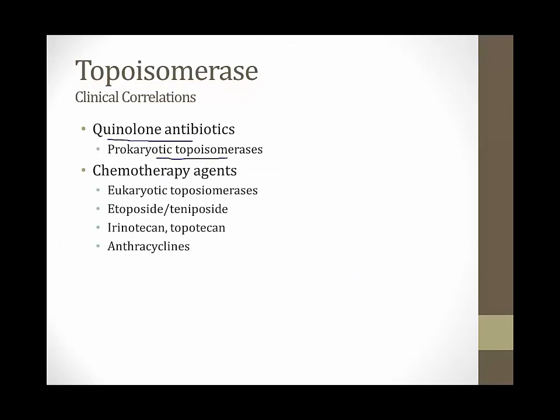This leads to breaks in DNA strands that cannot be resealed, and thus DNA damage occurs, and that's how these antibiotics kill bacteria. There are also a number of chemotherapy agents that target eukaryotic topoisomerase enzymes. For example, etoposide and teniposide, irinotecan and topotecan, and the anthracyclines. All of these have activity that inhibit topoisomerase enzymes, and this disrupts cells that are rapidly dividing, like cancer cells.